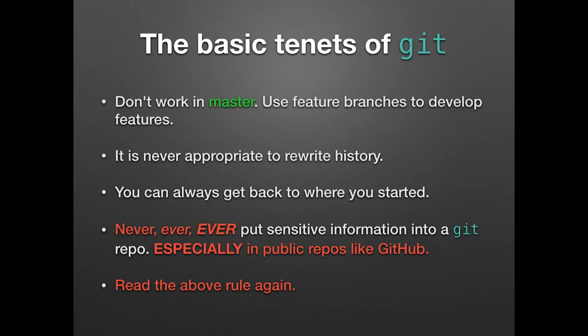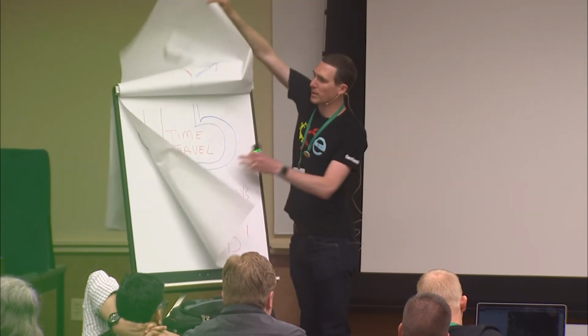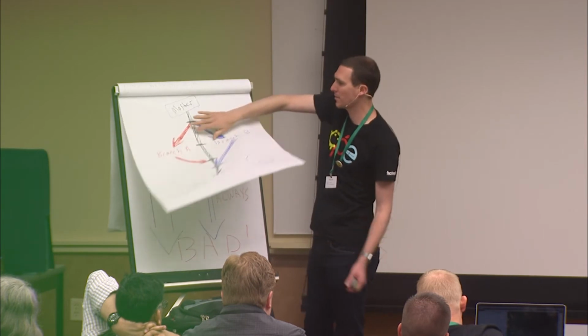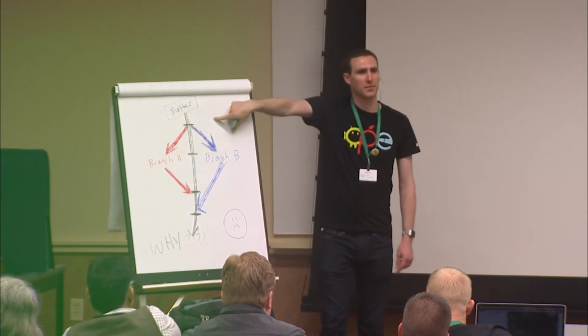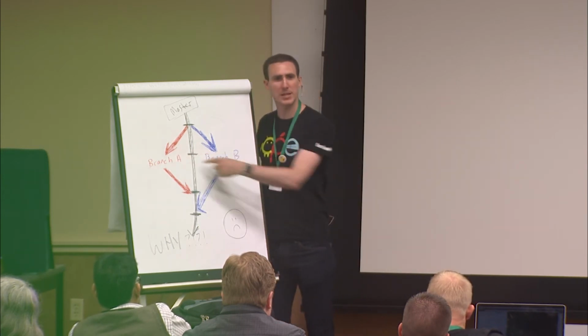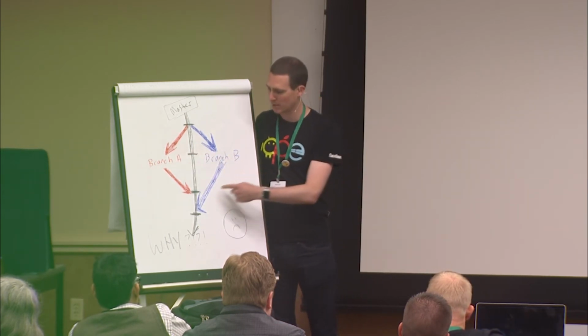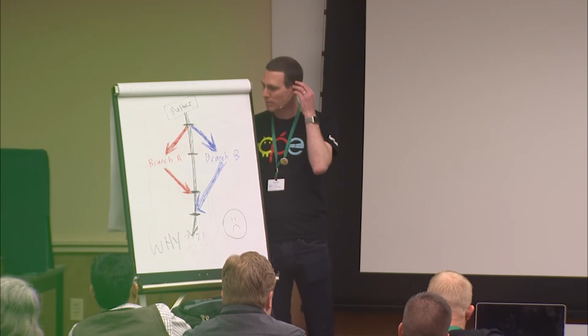It is never, ever appropriate to rewrite history. When I say rewrite history, I'm going to stop for a moment and go back to this drawing. What we did in our contrived example that created a merge conflict, we started at the same place. We had two branches that did different things to the same file. We tried to merge them and had a conflict. That's how we ended up having to fix it.